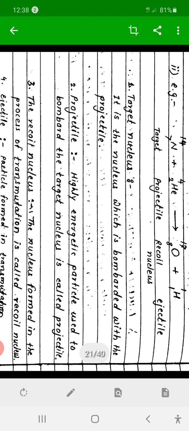Then what is target? In this reaction, what is the target? It is the nucleus which is bombarded with the projectile.